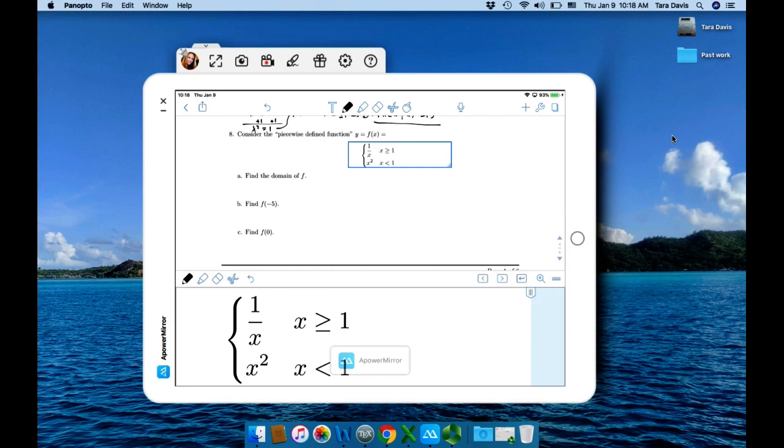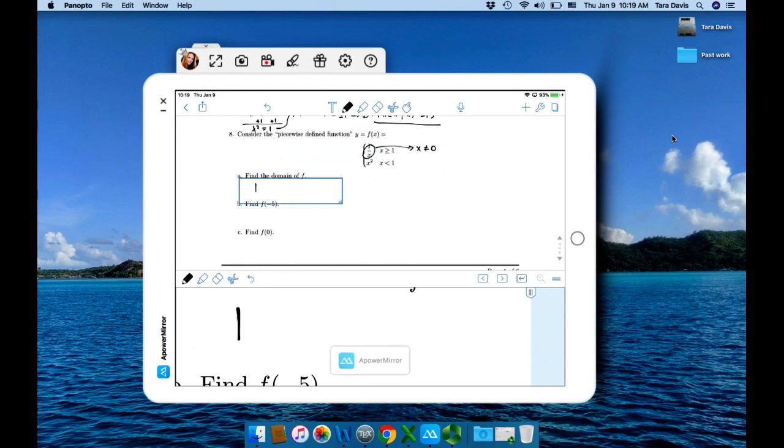Okay, so the first question is find the domain of f. So we have to look at each of these pieces individually. So if it's 1 over x, I know that the denominator can't be 0. But if you look here, that's actually not going to happen because we only plug in the first situation when x is greater than or equal to 1. And so 0 will not be a problem. And for the second situation, x squared, there are no numbers that we can't square. So really, there's no restrictions on the domain. So this one, the domain is all real numbers. Even though it has 1 over x, we don't plug in that situation when x is 0.